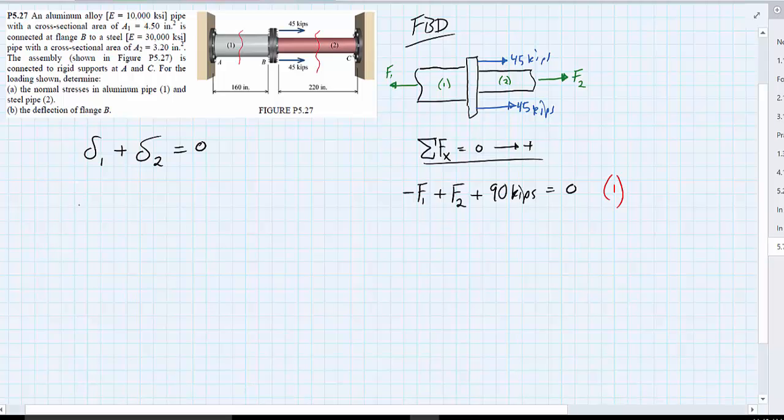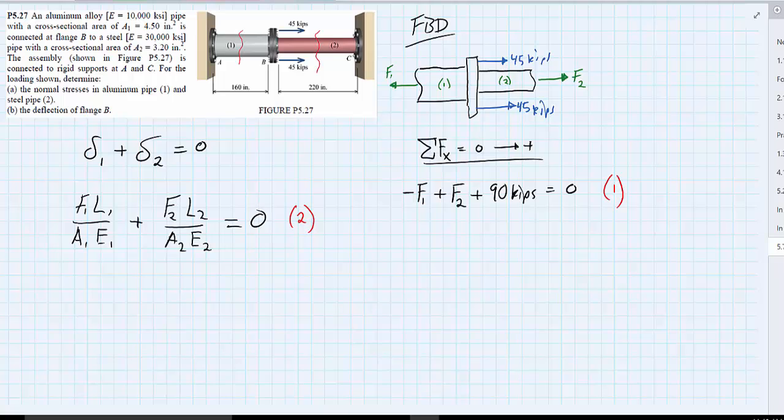So we can rewrite that as the force in member 1 multiplied by the length over area and modulus of elasticity, plus the force of member 2 and its length over area and modulus of elasticity, all equals 0. And this we can call equation 2. So now we can solve equation 2 for one of the forces. I'll solve for force 2, because now we have two equations and two unknowns, since the lengths, modulus of elasticity, and areas are known, and 90 is a constant.